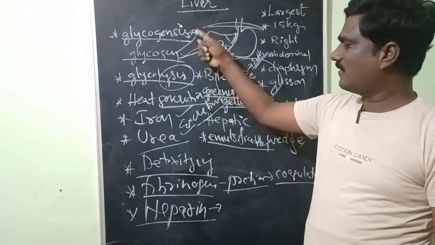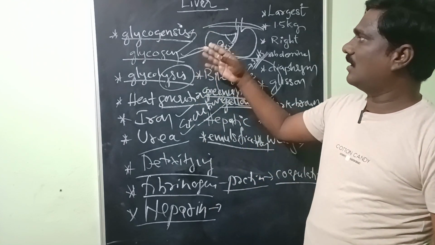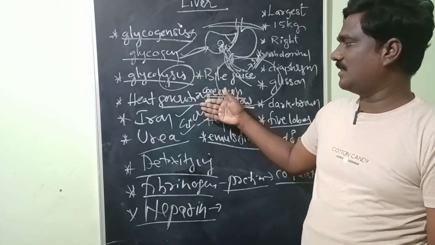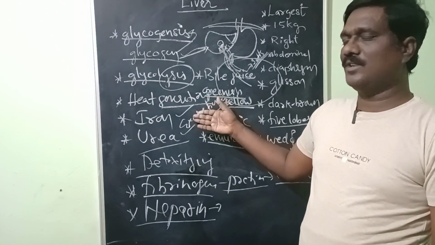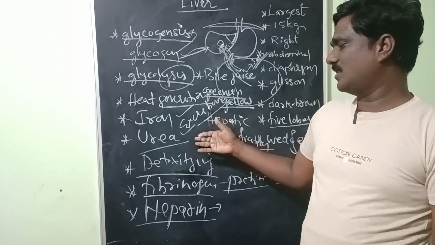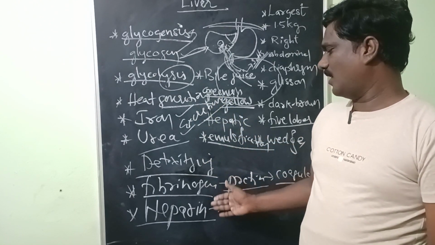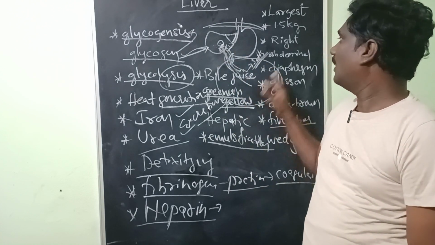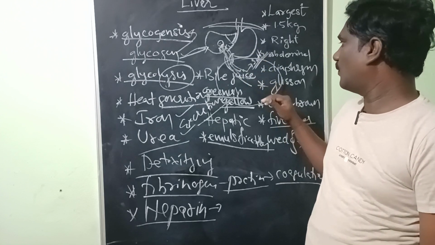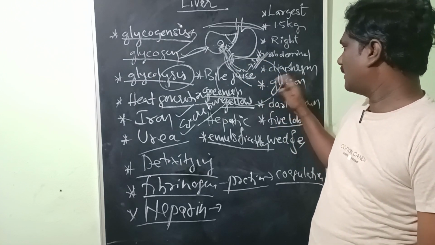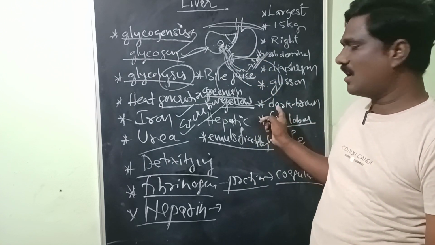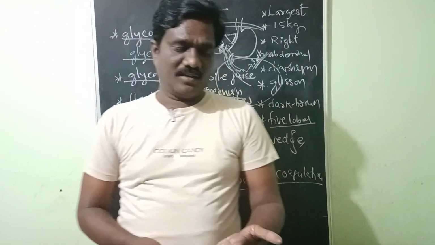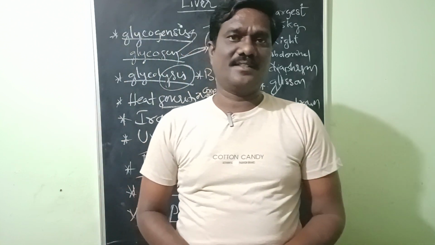These are some main functions of the liver: glycogenesis, glycolysis, temperature generation, storage of iron, urea formation, detoxifying, synthesis of fibrinogen and heparin. It is present in the abdominal cavity, right side, upper quadrant. It is covered by Glisson's capsule. It is dark brown, five lobed, wedge shaped. Okay, internal structure we can see in the next class. Okay, thank you.